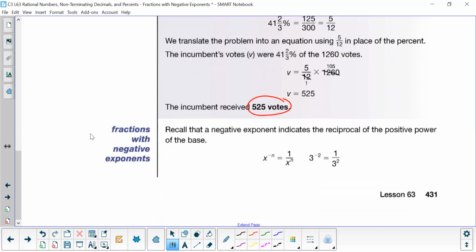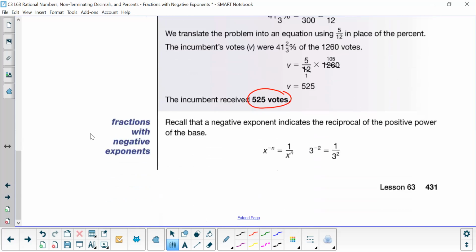Other part of our lesson today is fractions with negative exponents. When you see a fraction with a negative exponent, or a whole number with a negative exponent, I want you to think of a fraction. X to the negative n equals 1 over x to the n. So what they did here is they took this, put it in the denominator, and eliminated the negative sign. So an example of that would be 3 to the negative second equals 1 over 3 squared. So 3 squared goes to my denominator, but I take away the negative sign.